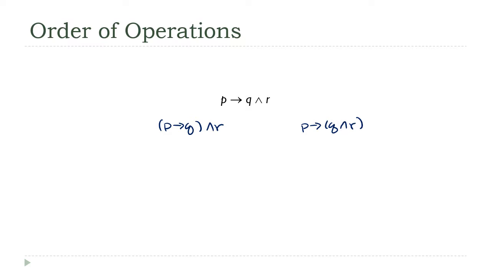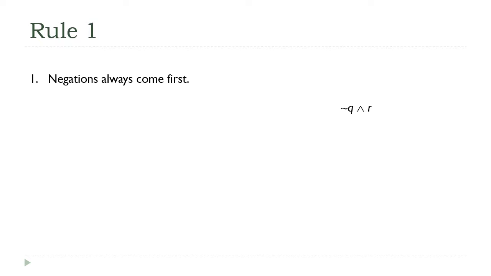So obviously, this ambiguity can be fixed using parentheses like I just did here in my two versions. But logical statements have their own version of an order of operations that gives you a default order that you should follow. So there are three rules that we're going to use to determine in what order things should be done. And the first rule is negations always come first.